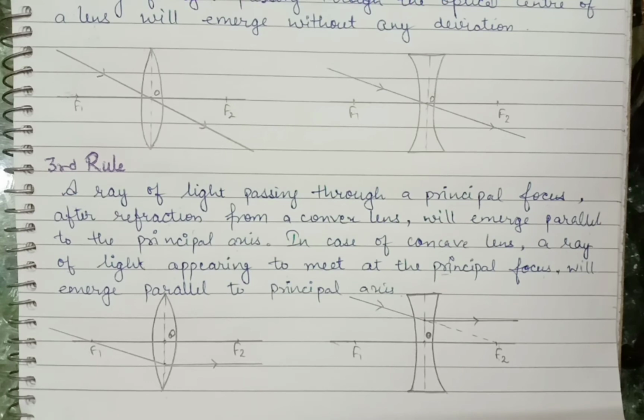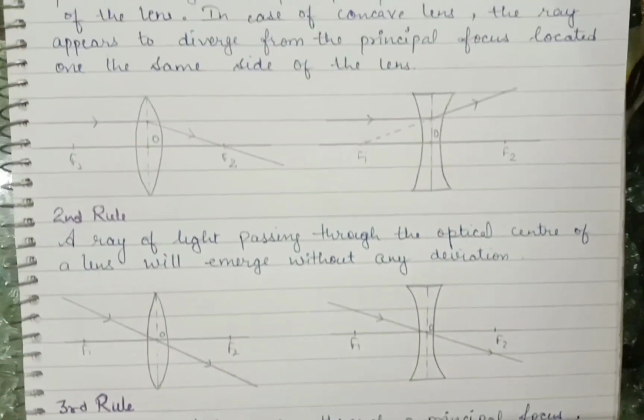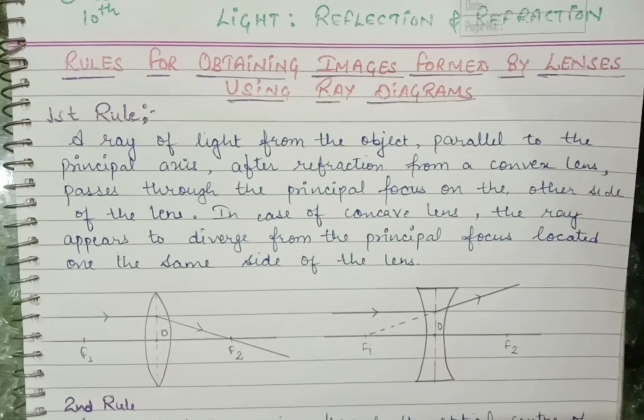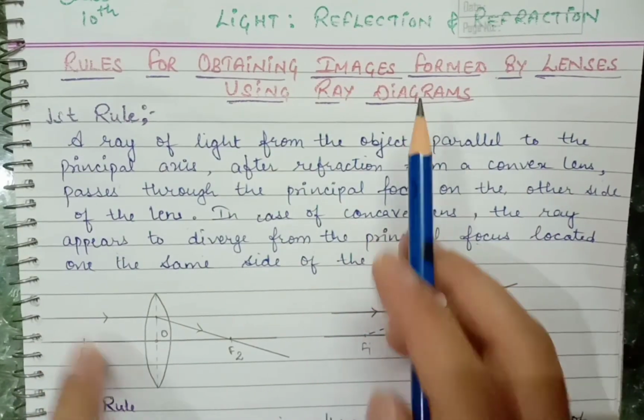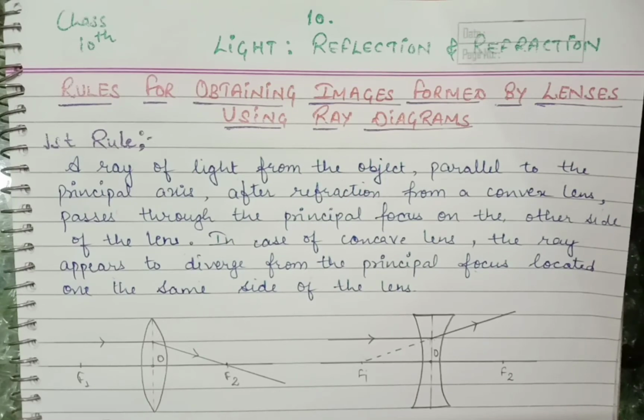So these are the rules for obtaining images formed by lenses using ray diagrams. If you are very clear about these rules, then you can easily form the ray diagrams using concave and convex lenses both. So this is all about the rules for obtaining images formed by the lenses using ray diagrams.